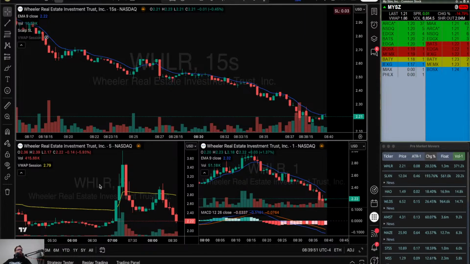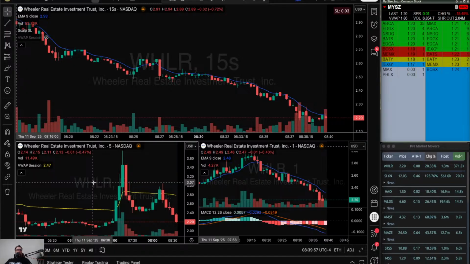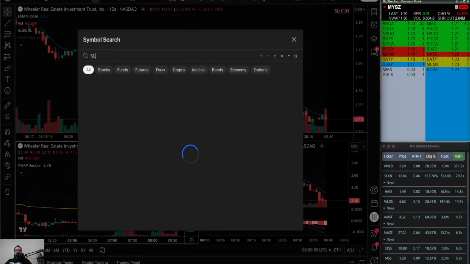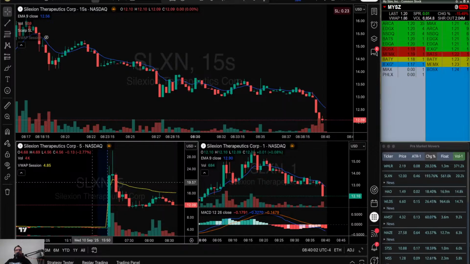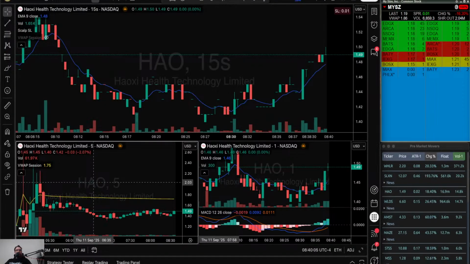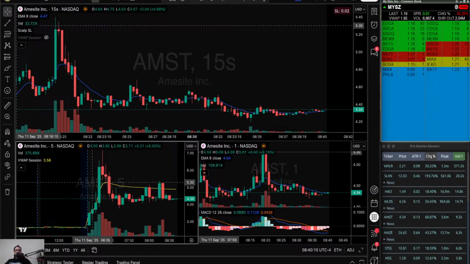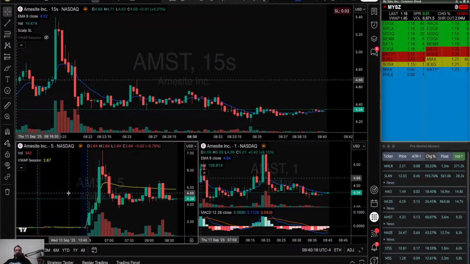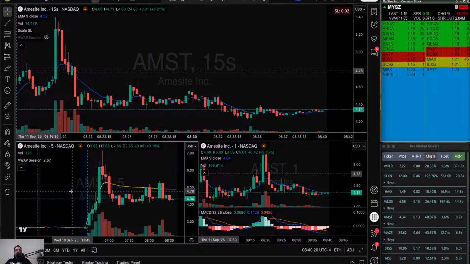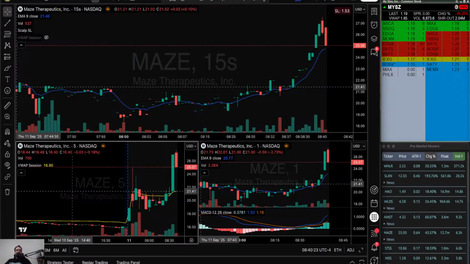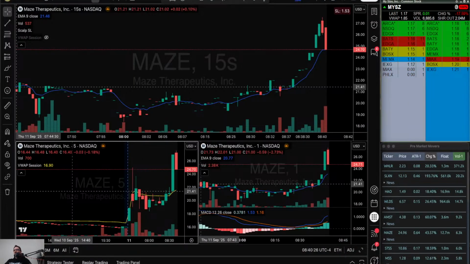So you're seeing a theme here. You're seeing a pop in the morning, and then it sells off. SLXN, pop, sell off. HAIO, I guess we had a pop at 5 o'clock and it kind of drifted off. WLDS, pop, sold off. You see where I'm getting at? Look at that, around 6 o'clock. Pop, sold off. Maze, I think it's a little too early. Okay, pop, more than likely it'll sell off. You see where I'm getting at?